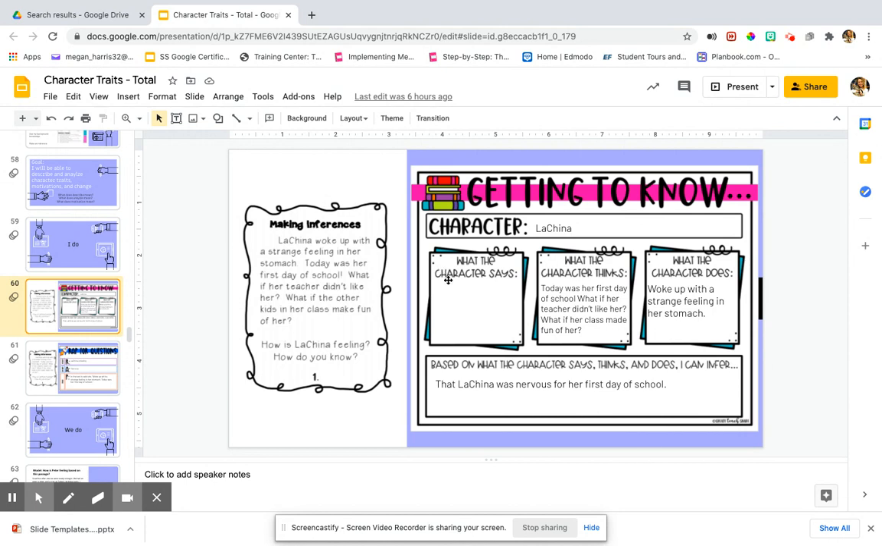Now, in this box, we know that she didn't say anything, so I had nothing to write here. What she was thinking: what if my teacher doesn't like me? What if my class makes fun of me? And what she was doing, her actions: she had a strange feeling in her stomach.